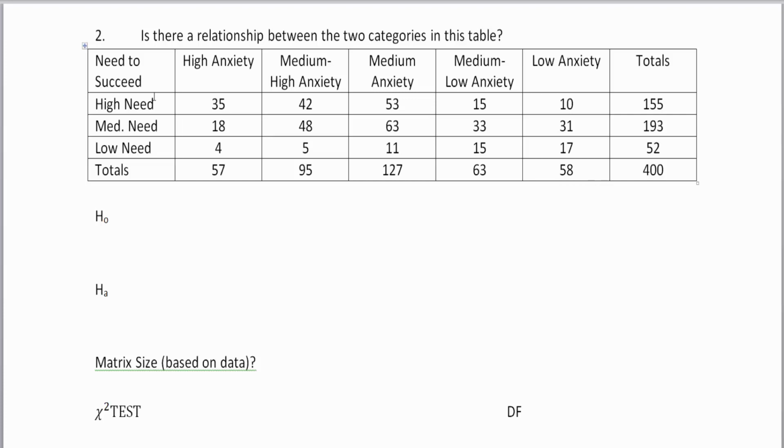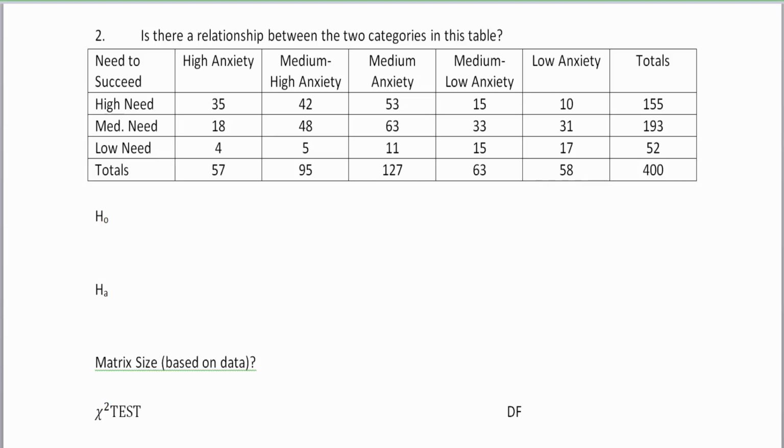Okay. So I do need to add one more piece of information here. This is probably need to succeed in high school or college. So the need to succeed in education. So people who feel a high need to be successful in education, they have high anxiety, medium to high, medium to low, low. So there's this psychological need of succeeding in education, and there's probably a corresponding anxiety level.